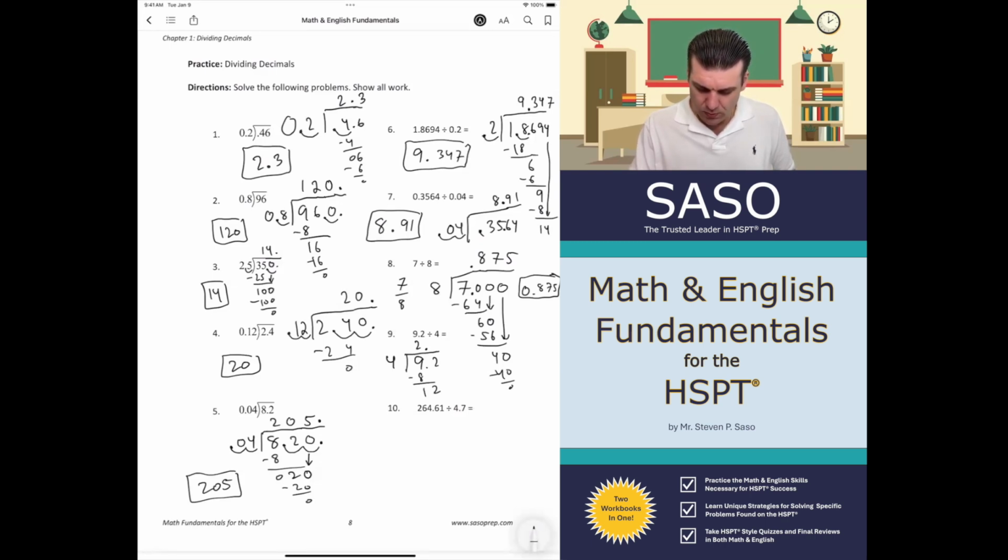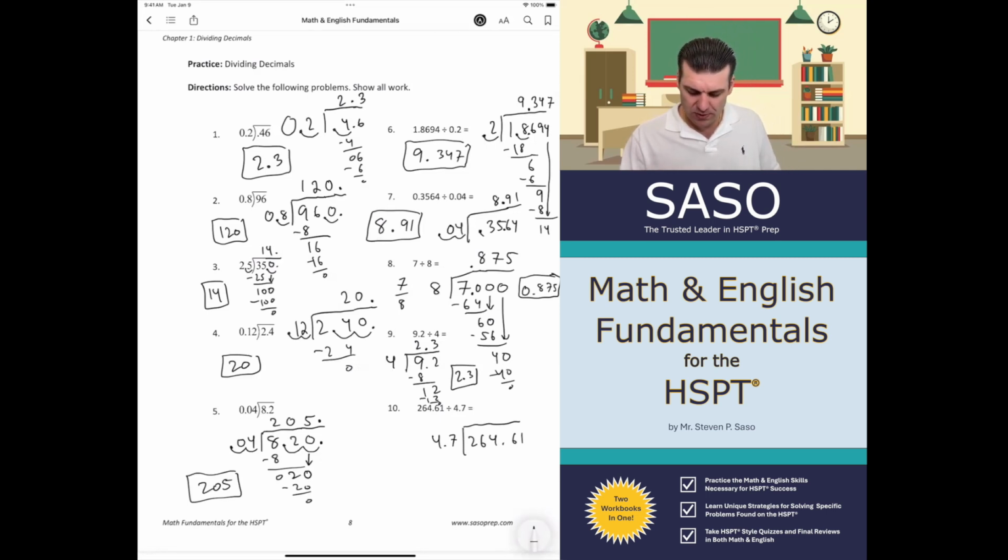And 4 goes into 12 3 times evenly. 4 times 3 is 12. And that's it. So pretty easy one there, 2.3. In our last one, all right, 264.61 divided by 4.7. Oh boy.